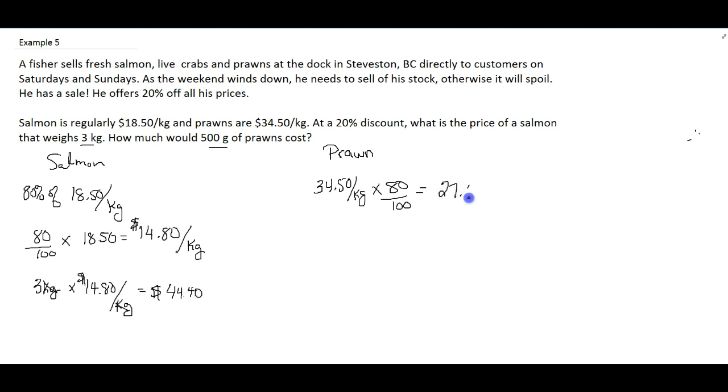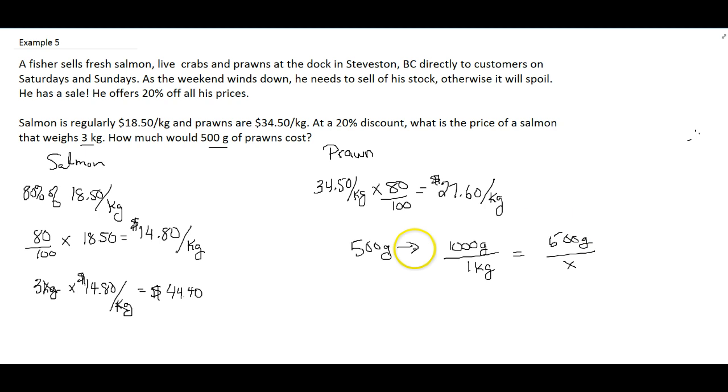So $27.60. But now we have a problem with our units. We want to know, what is 500 grams of prawns? Well, we know our price per kilogram. So what we have to do is go, okay, how many grams in a kilogram? Well, there are 1,000 grams in 1 kilogram. So if I have 500 grams, how many kilograms is that going to be?